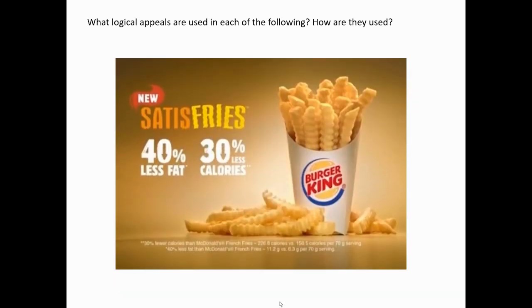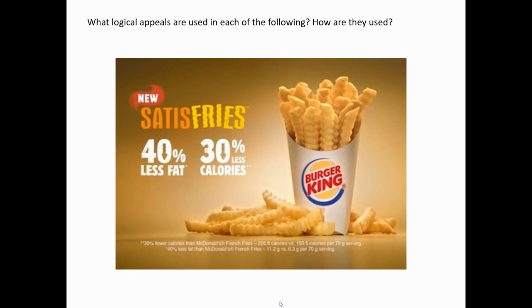So let's just quickly look at the logical appeals in each of the following. Okay, Satisfries. So this is Burger King, right? What logical appeals are being used here? I think that this is definitely an analogy, right? And some statistics. These fries have 40% less fat. They're new, right? So new Satisfries at Burger King, they have 40% less fat, 30% less calories.